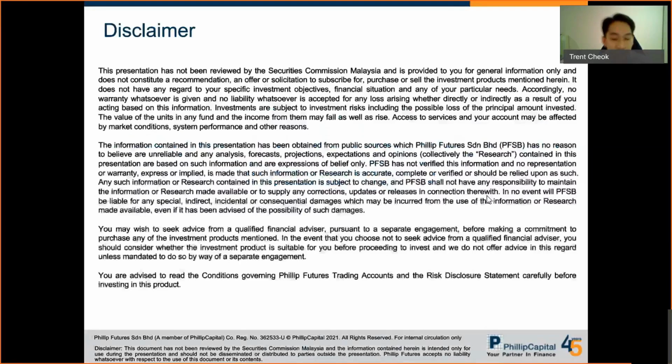Before I start off, just a disclaimer here. Whatever I present today will be solely for education purposes only. It doesn't constitute a buy or sell recommendation. These are all my personal opinions, and Phillip Futures will not be liable for any losses incurred, because all sorts of investment are subject to investment risk.